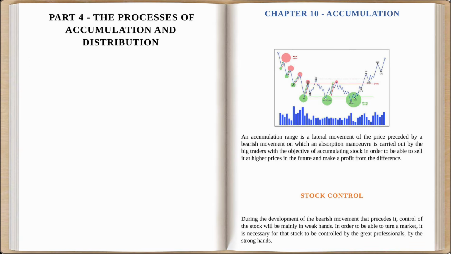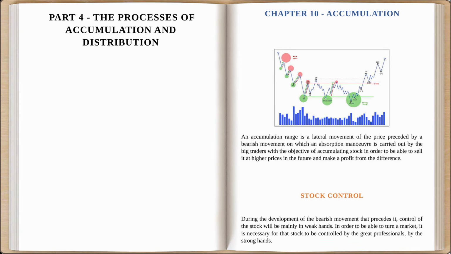Part 4. The Processes of Accumulation and Distribution. Chapter 10. Accumulation. An accumulation range is a lateral movement of the price preceded by a bearish movement on which an absorption maneuver is carried out by the big traders with the objective of accumulating stock in order to be able to sell it at higher prices in the future and make a profit from the difference.